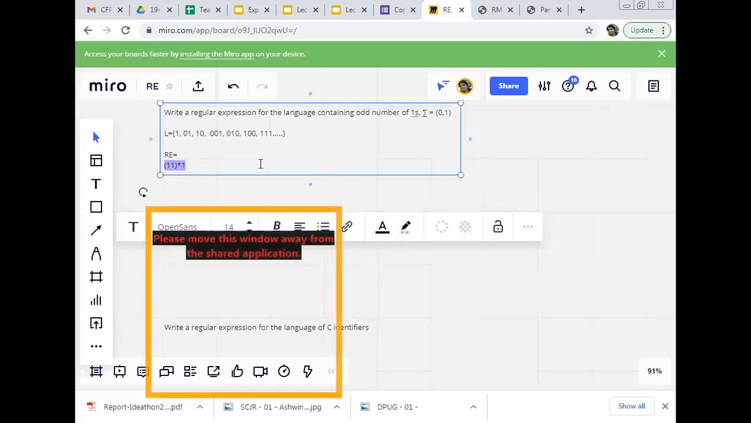1 0 1 0 1 0 1 0 1. You are repeating two ones together always, right? So see here, see this.